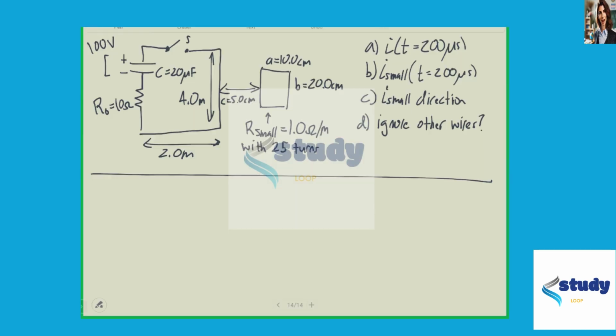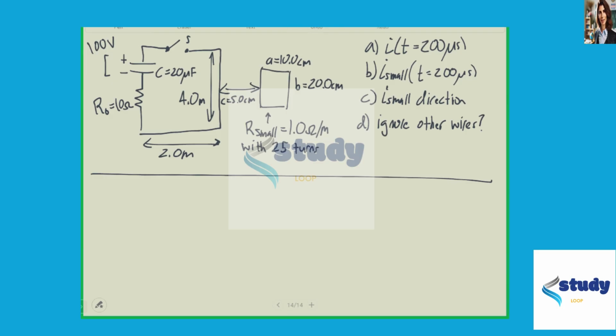So we have an RC circuit with a capacitor of 20 microfarads that's charged to 100 volts and connected to a resistor of 10 ohms. There's a switch up here, which is going to be closed at t equals 0. And then there's a smaller circuit over here, which has length A and height B, a distance C away from the big circuit. And the small circuit has a known resistance per meter and it has 25 turns.